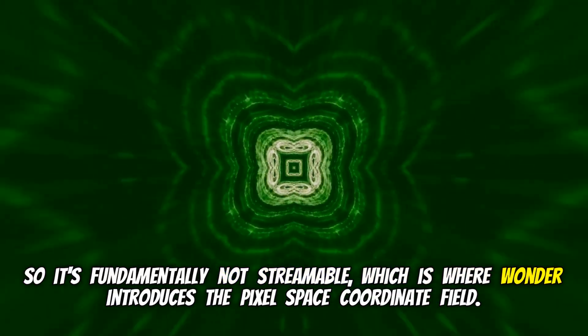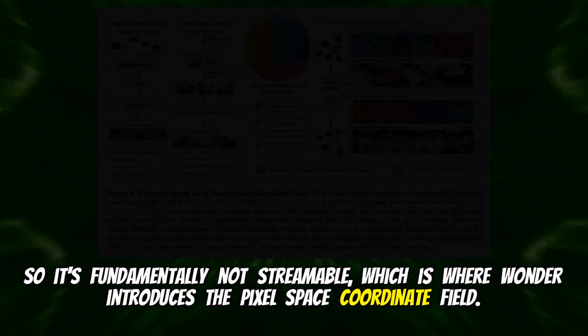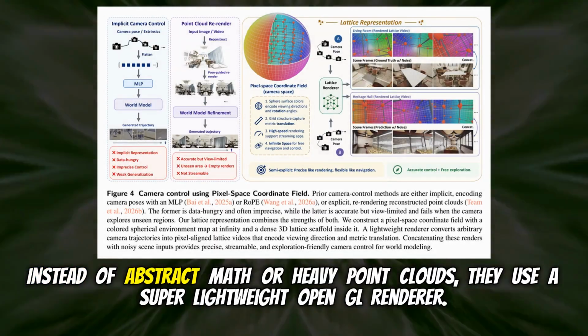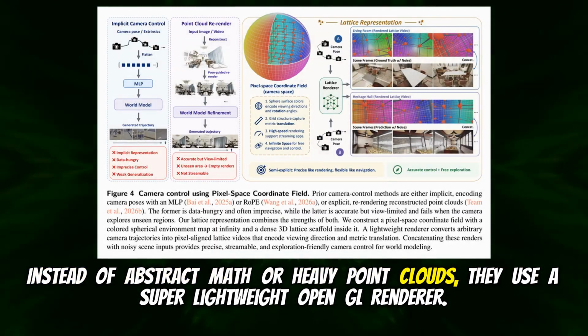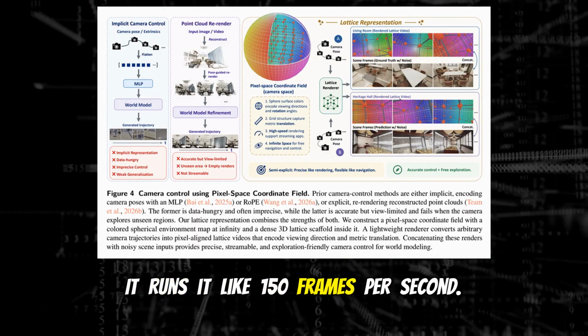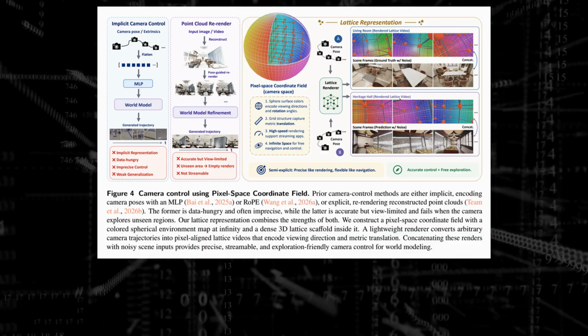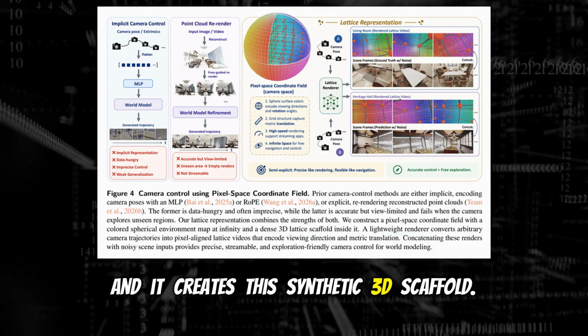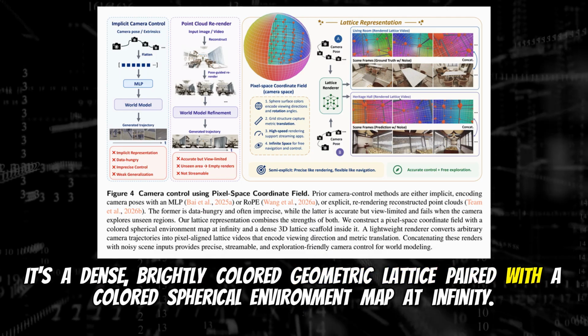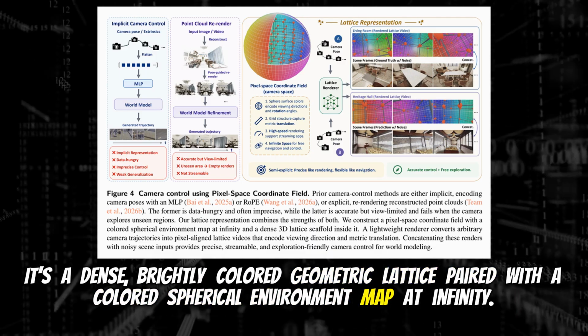Which is where Wonder introduces the pixel space coordinate field. This is such an elegant solution. It really is. Instead of abstract math or heavy point clouds, they use a super lightweight OpenGL renderer. It runs at like 150 frames per second. Basically for free. Right, and it creates this synthetic 3D scaffold. It's a dense, brightly colored geometric lattice paired with a colored spherical environment map at infinity.